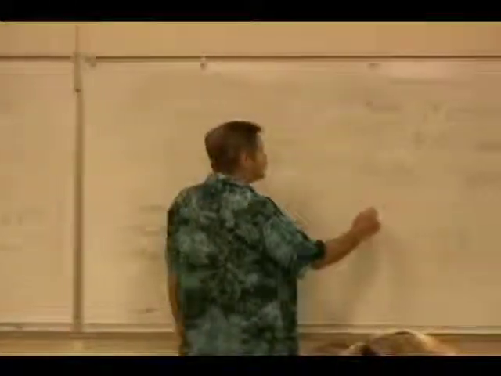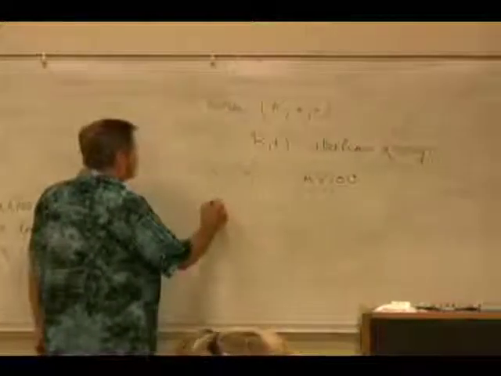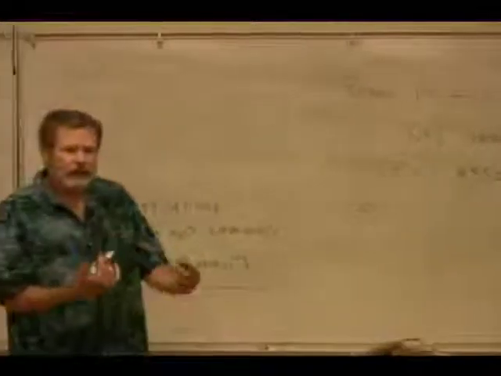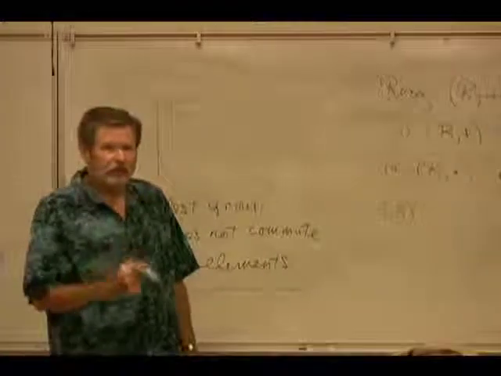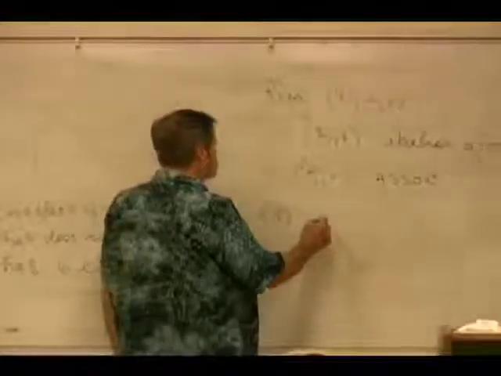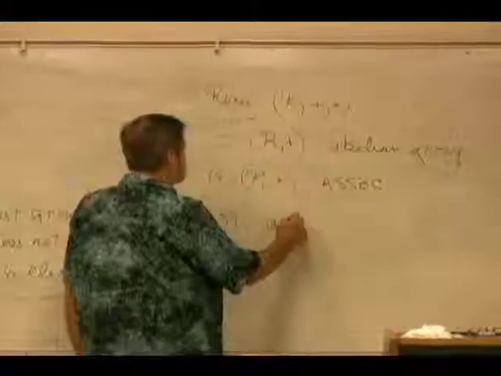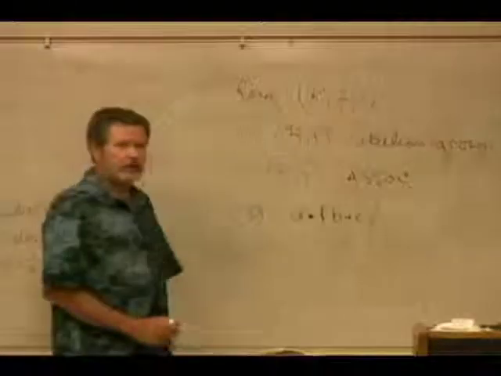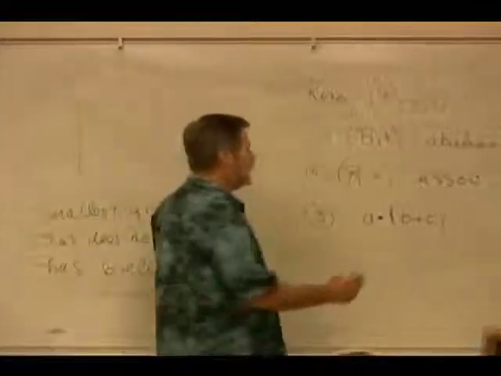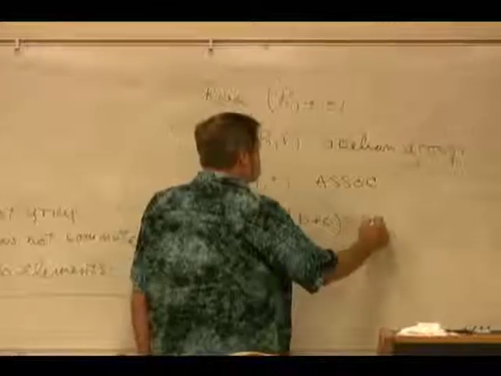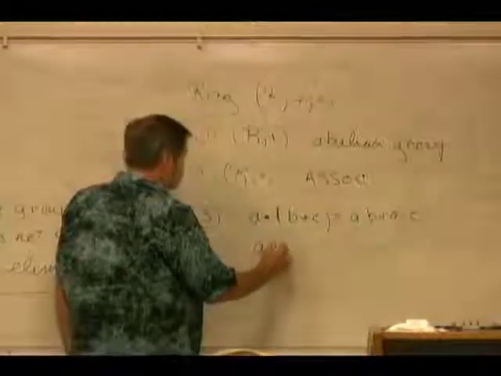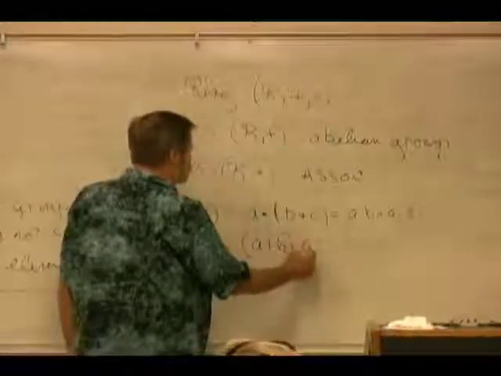But there is one other condition. Since there are two operations, how do they interact with one another? And those are the distributive laws. There's the left distributive law. All of this says, by the way, that multiplication distributes over addition. So A times the quantity B plus C is A times B plus A times C. And that's the left distributive law.